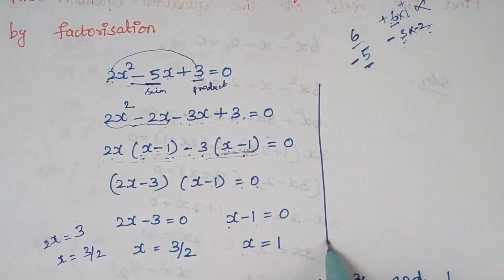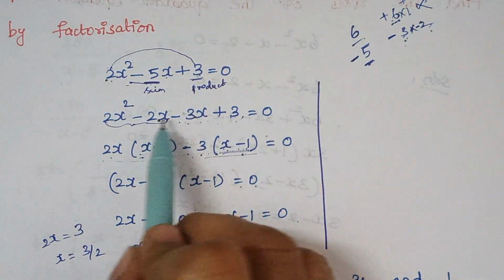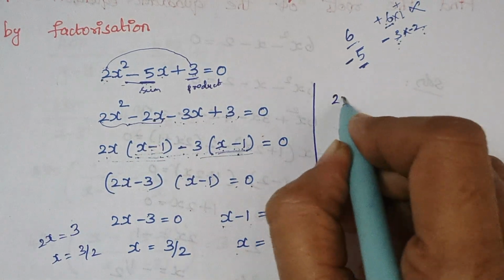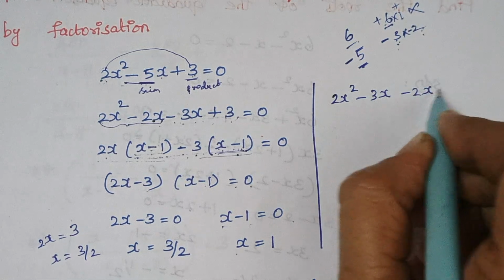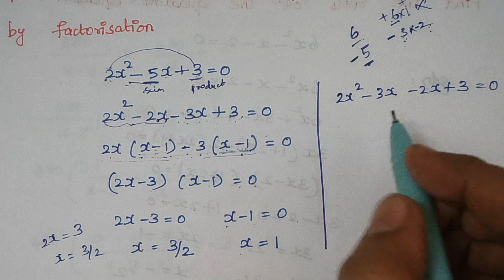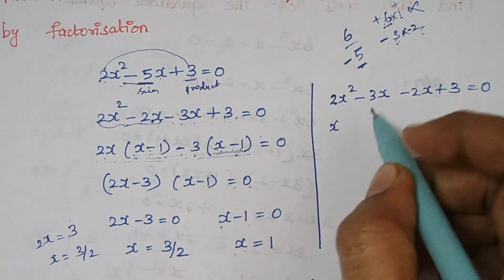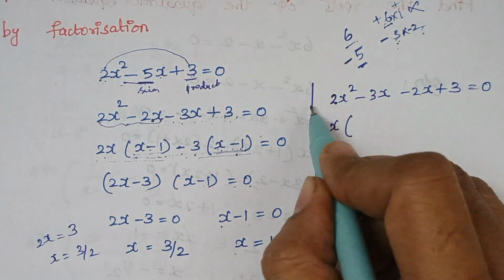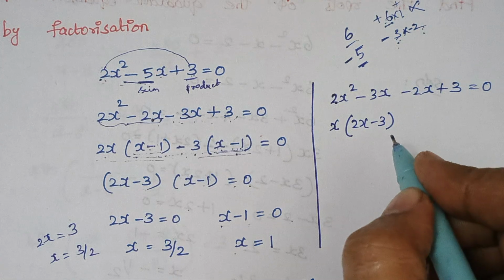Now, you see, let me show you the same thing. Just we will rearrange these two terms and let us check. So 2x square minus 3x minus 2x plus 3 is equal to 0. So when you take these two terms, here x is common. So when x is taken outside, the remaining terms will be 2x minus 3.